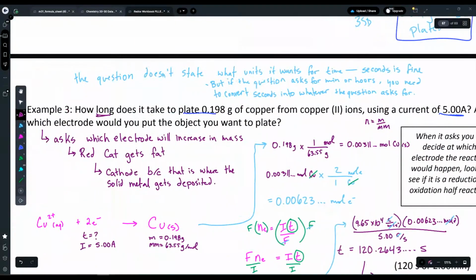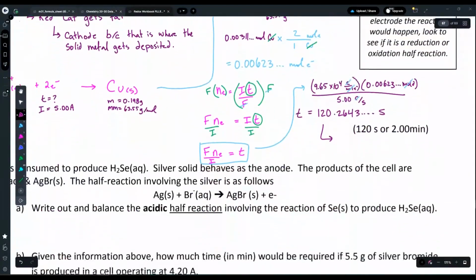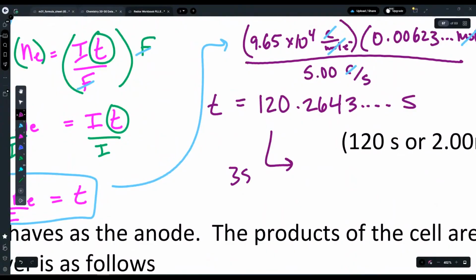Okay. The only thing we have left to do is just take care of sig digs. So there's 3 sig digs there, 3 sig digs there. So that's why our answer is in 3 sig digs. So 120 seconds.